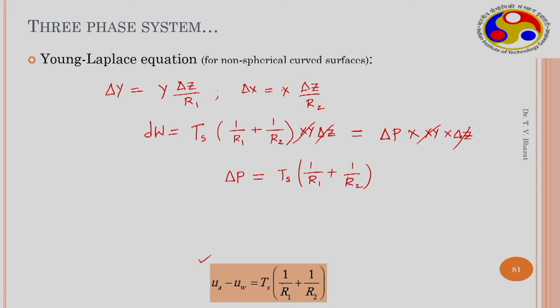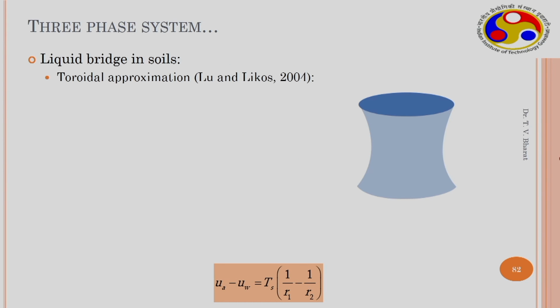Here delta P is UA minus UW. So there is a pressure drop across the interface. This is the expression you get. This is the Young-Laplace equation. So the Young-Laplace equation could be applied for understanding the soil behavior.